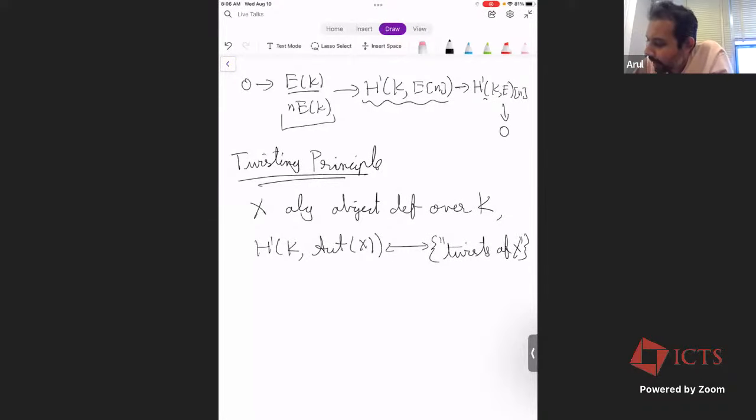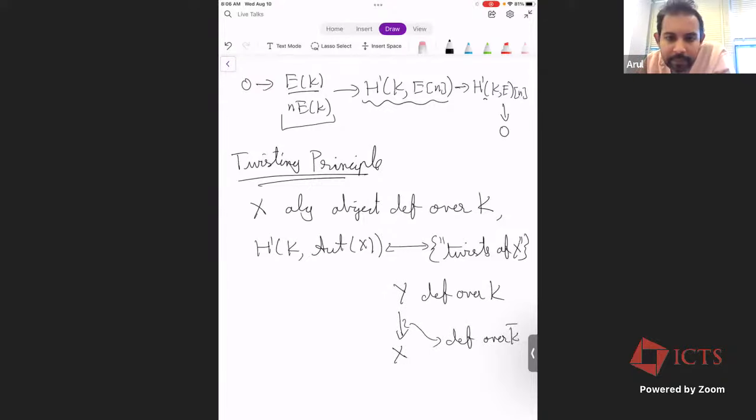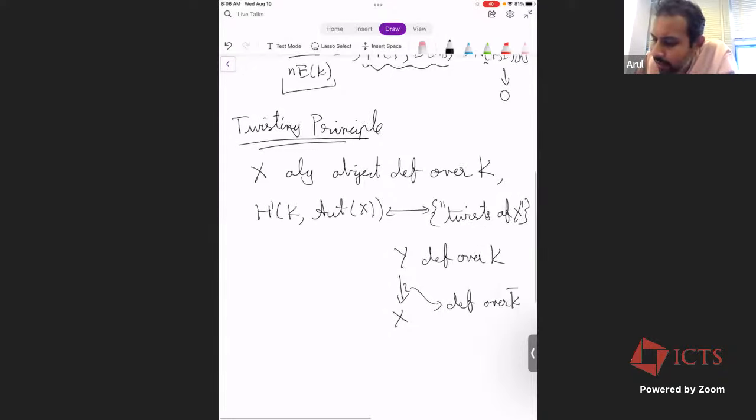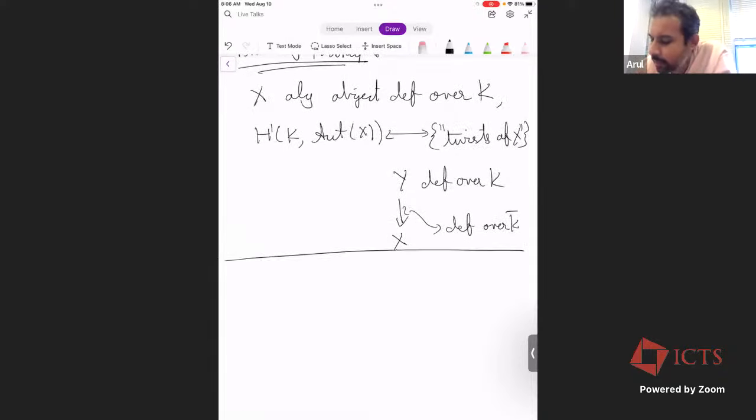And what do I mean by a twist of X? I mean an object Y, which is also defined over K, such that there's an isomorphism from Y to X, but this isomorphism is only defined over K bar. This is a very general principle that's of great use all over arithmetic statistics. It's a way to get more concrete versions of these cohomology groups. So we want to understand these cohomology groups in terms of twists of certain algebraic objects.